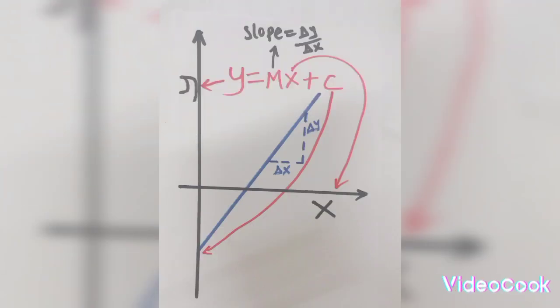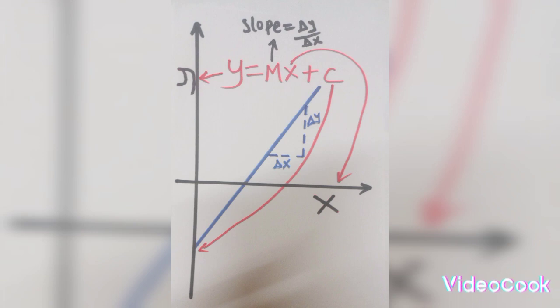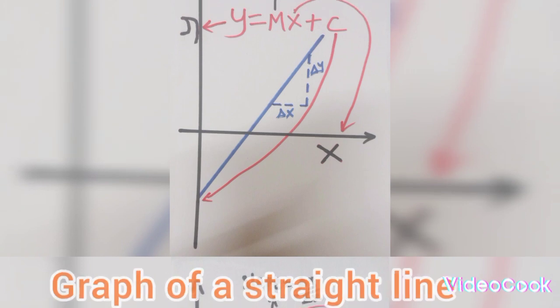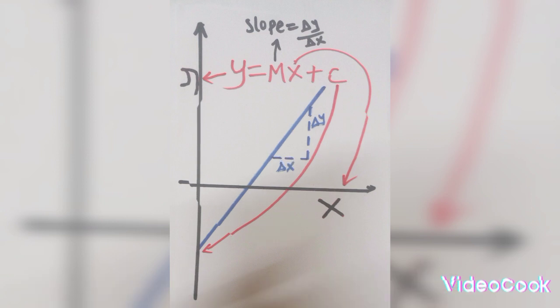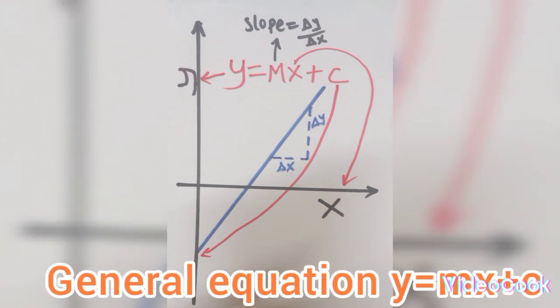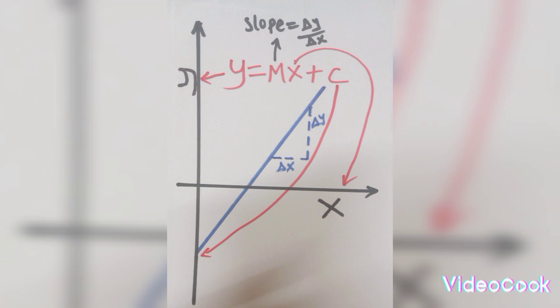Photoelectric effect. So today we are going to start by looking at the normal graph of a straight line. That is a graph of y against x. We are going to use the equation y equals mx plus c to interpret the graph. So we have a straight line graph here.